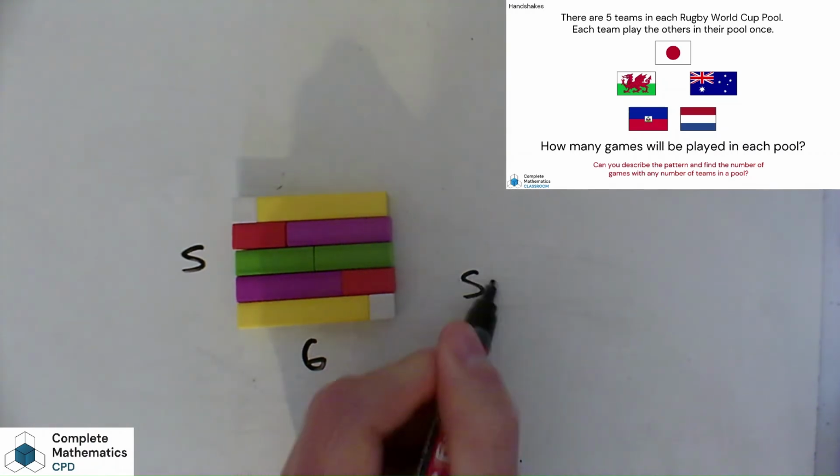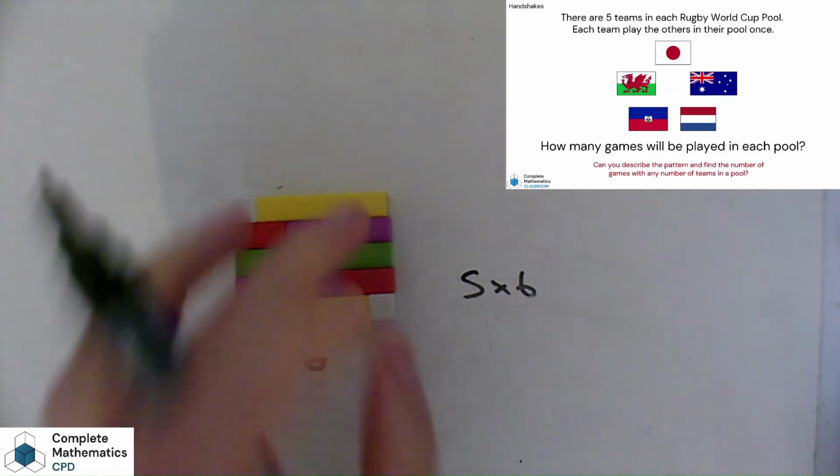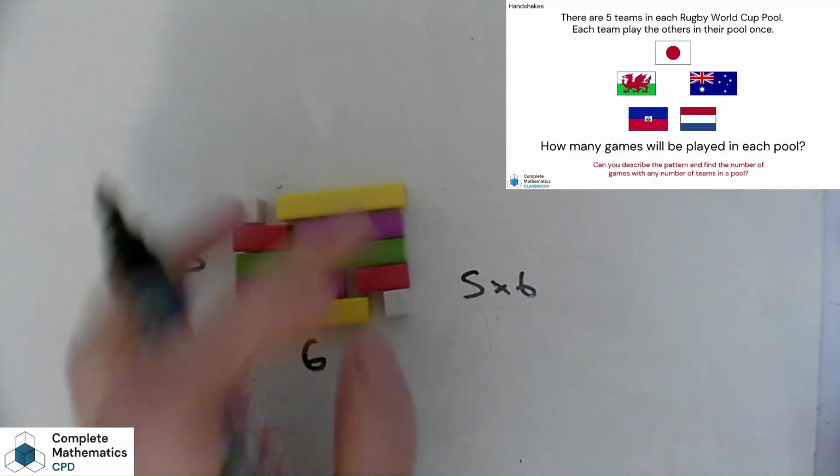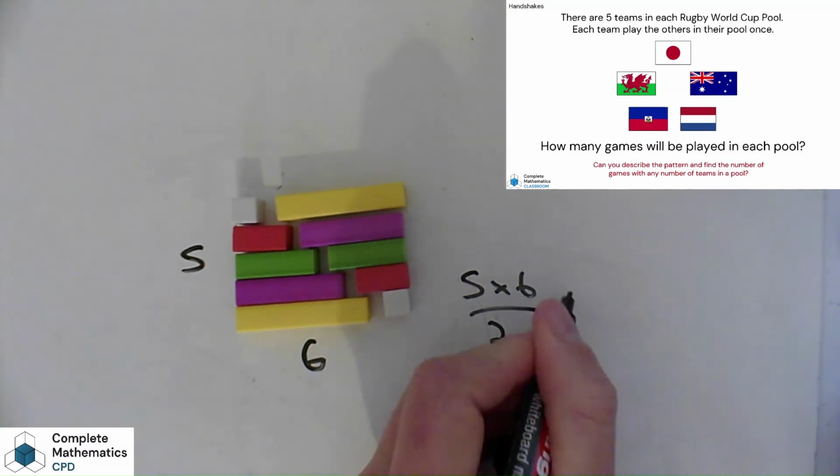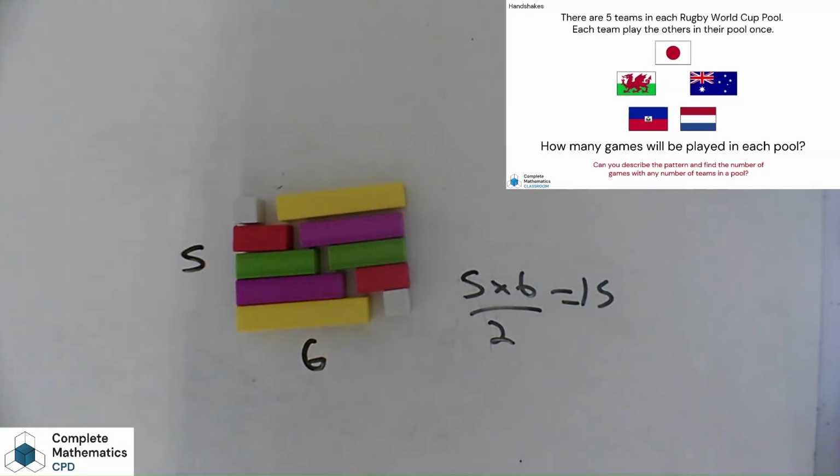So it's going to be 5 times 6, and then always I'm going to need to divide it by 2 because I only want half of the area, which gives me my solution of 15 and so on. And the nice thing is, you can obviously generalize this to any size group. So if you had 100 teams in the group, well, your rectangle is going to be 99 times 100, divided by 2, and so on.